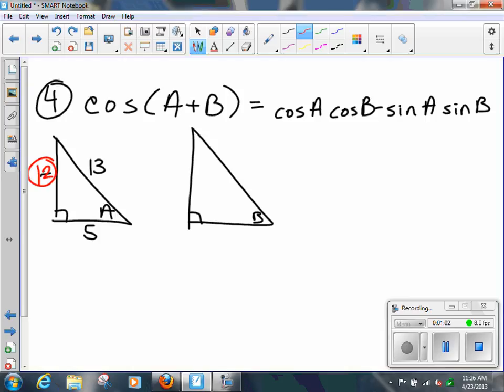Now, B says the sine of B, which is opposite over hypotenuse, is 7/25. 7, 24, 25 is one of those triples. You can do the Pythagorean theorem to figure it out, but there it is. It's all from the problem. It says the terminal side of A lies in quadrant 2. Think about your signs: negative, positive, negative.